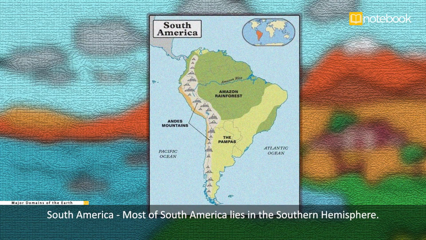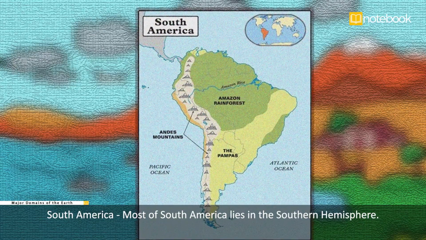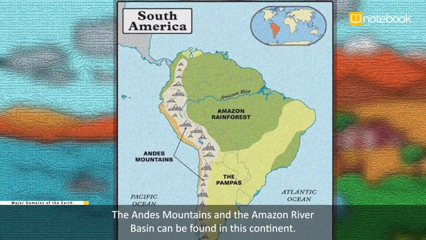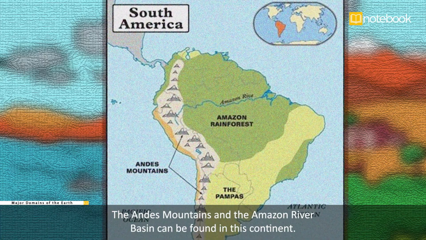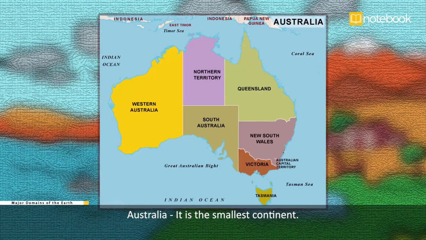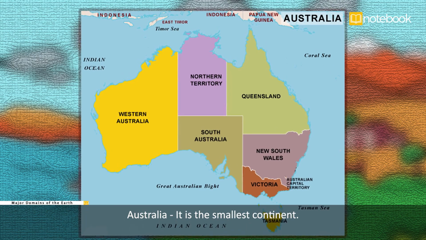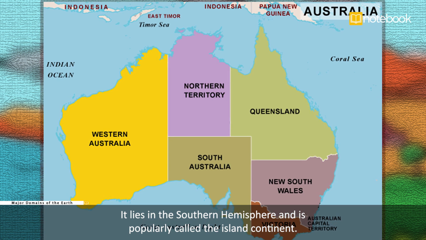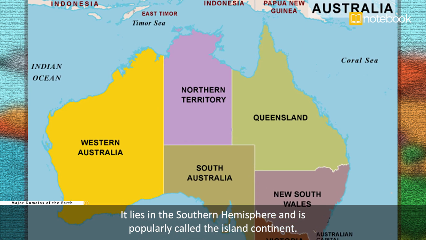South America. Most of South America lies in the Southern Hemisphere. The Andes Mountains and the Amazon River Basin can be found in this continent. Australia. It is the smallest continent. It lies in the Southern Hemisphere and is popularly called the island continent.